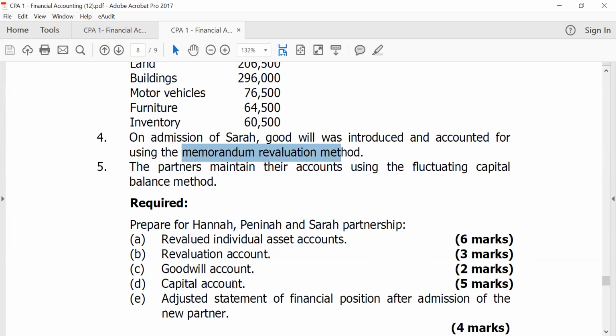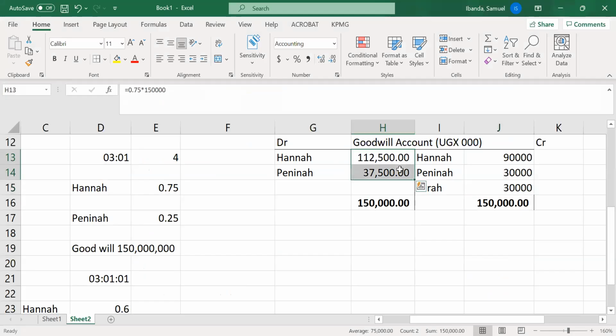So that is why we have drawn up our accounts like so, like our goodwill account. We've had how they would share here and then written off the other side. So that is how you take it.